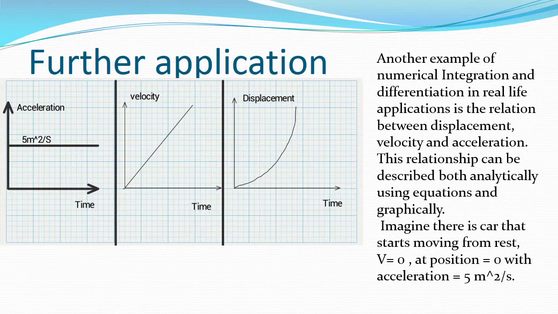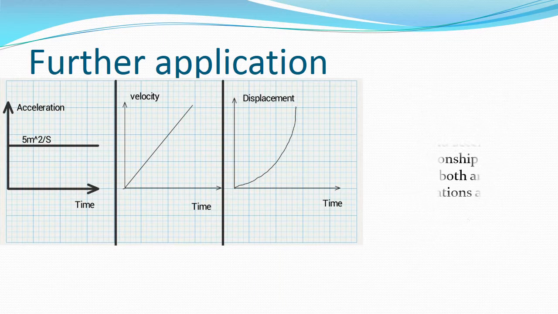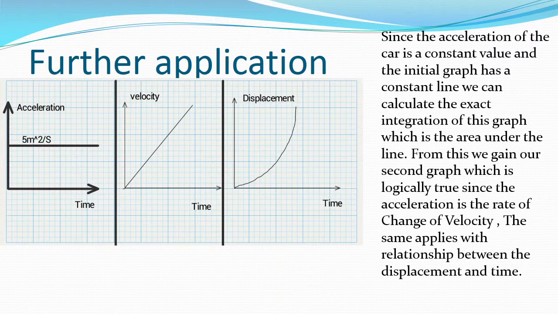Imagine there is a car with acceleration 5 meters per second squared. Since the acceleration of the car is a constant value and the initial graph has a constant line, we can calculate the exact integration of this graph, which is the area under the line. From this we gain a second graph, which is logically true since the acceleration is the rate of change of velocity. The same applies with the relationship between displacement and velocity.